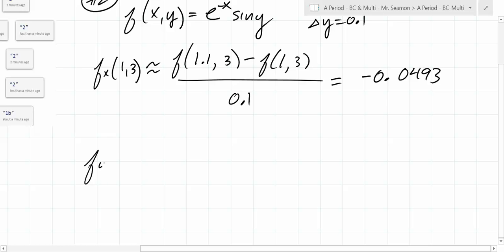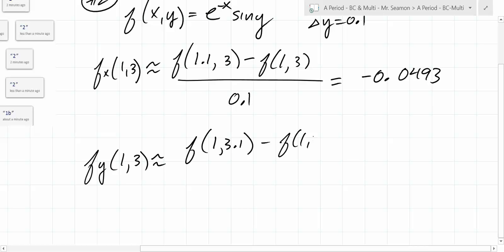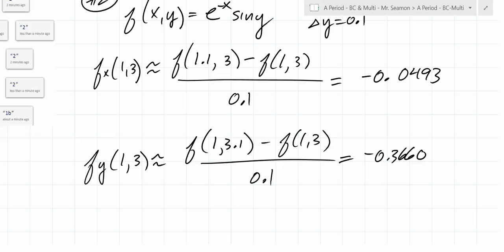So then, can someone different tell me what this one's going to be? Now we're changing what? Y, not x. So it's going to be f of (1, 3.1), minus the same thing, over what? 0.1. And what do you end up with? Yeah, negative 0.3660. Yeah, they go to 4. Whatever. Do those two make sense, everybody?